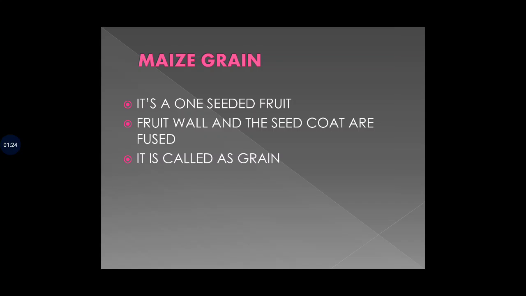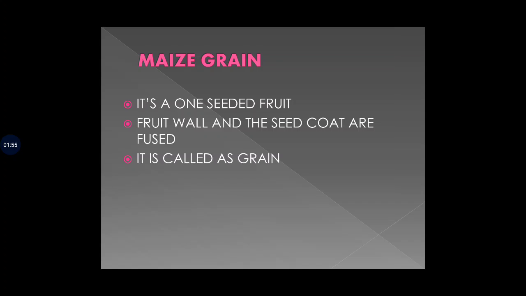So, students, one question must be knocking at your head right now: if it is the maize grain, then why are we calling it a one-seeded fruit? And what does it mean that the seed coat and the fruit wall are fused? I'll be answering these doubts shortly.